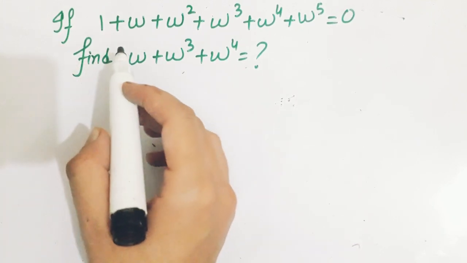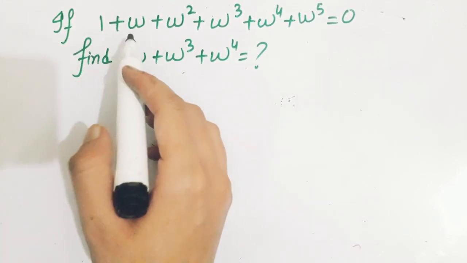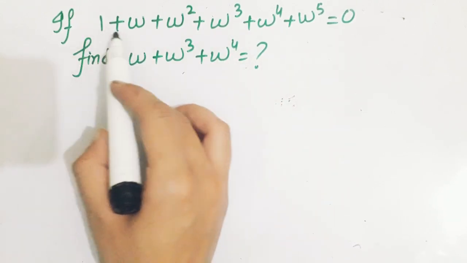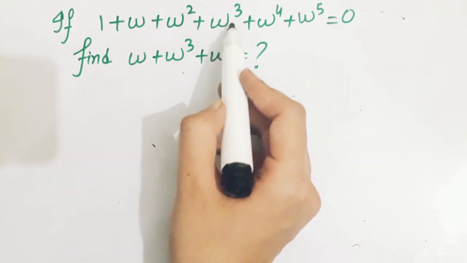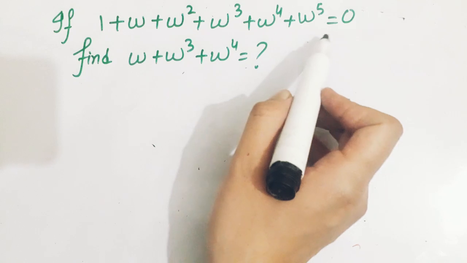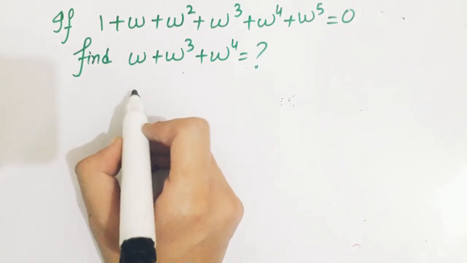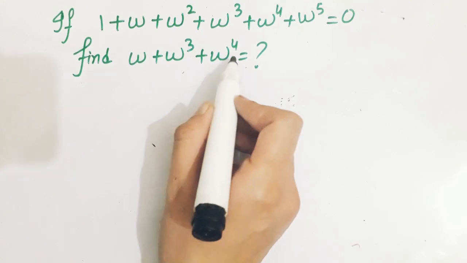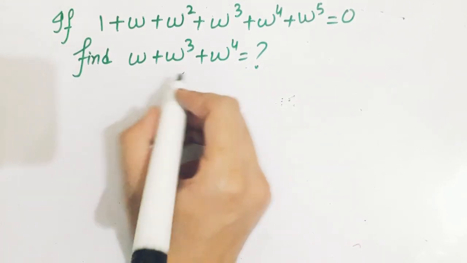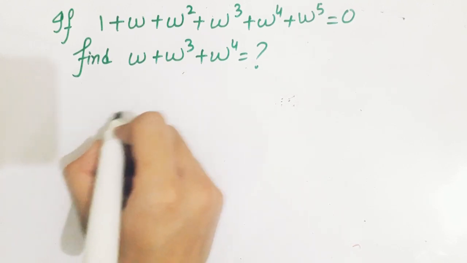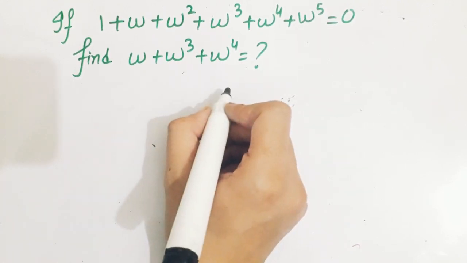Today we are solving a really cool puzzle from complex numbers and roots of unity. We are given 1 plus omega squared plus omega cubed plus omega 4 plus omega 5 equals 0, and we are asked what is omega plus omega cubed plus omega 4. No calculator, just simple math and clear logic. Let's break it down step by step.